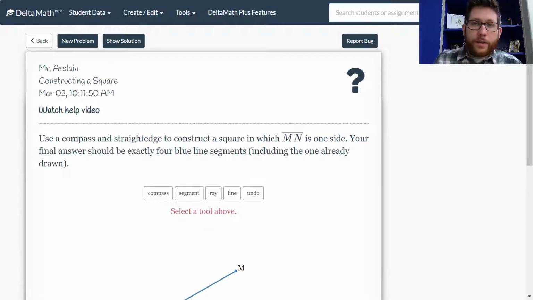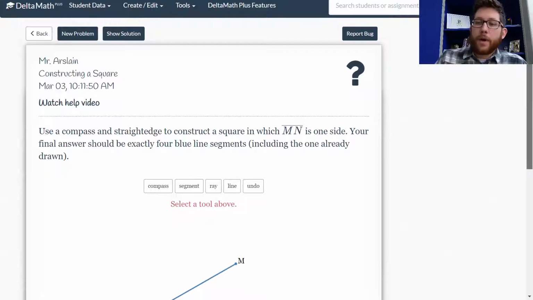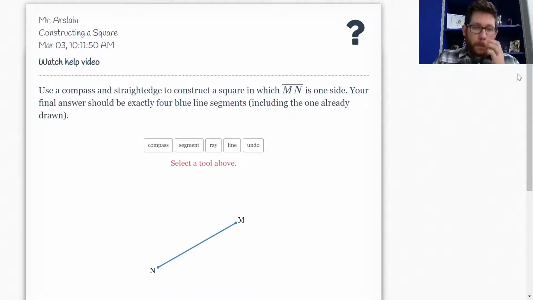In this video, we're going to look at constructing a square. Now, this is going to be one of the hardest constructions that you're most likely going to be asked to do, okay? So, it's pretty straightforward. We want to construct a square. That's what we've got going on here.